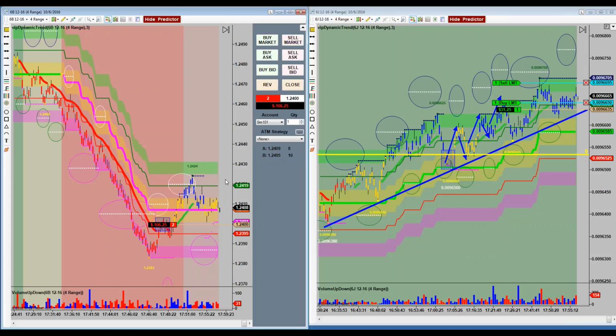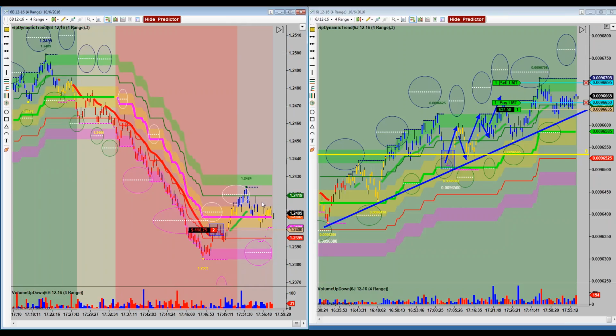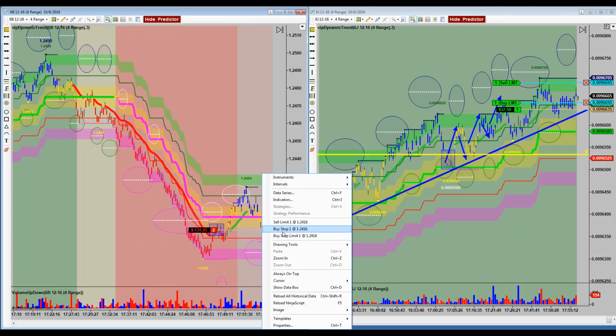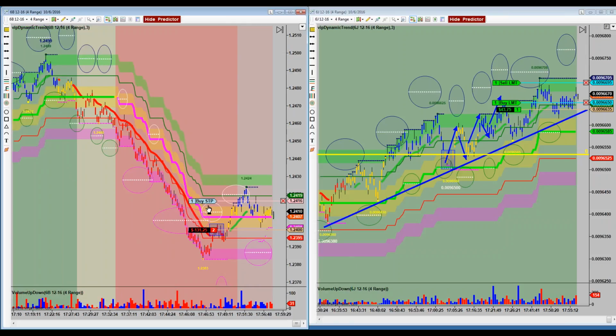Let me give you another option. How about this? You're stuck in a trade you don't like. What if you put a buy stop right up here like this?